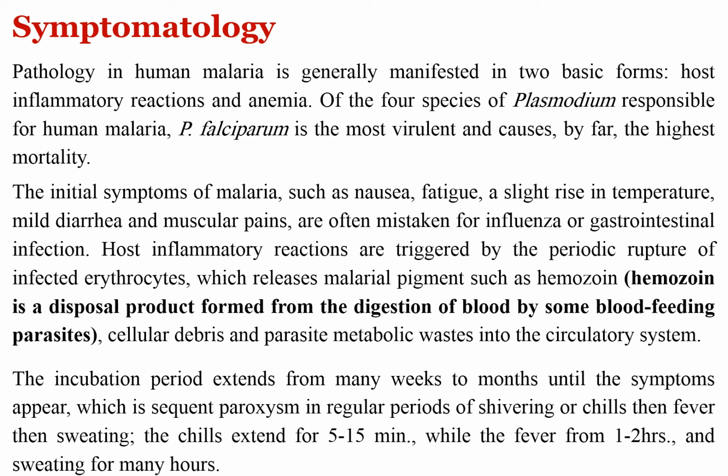Symptomatology. Pathology in human malaria is generally manifested in two basic forms: host inflammatory reactions and anemia. Of the four species of Plasmodium responsible for human malaria, Plasmodium falciparum is the most virulent and causes by far the highest mortality.